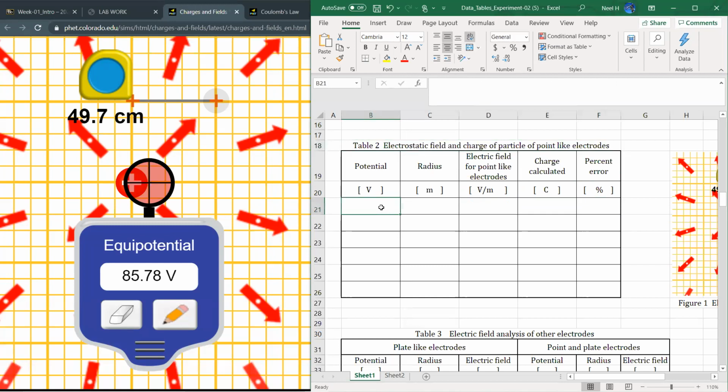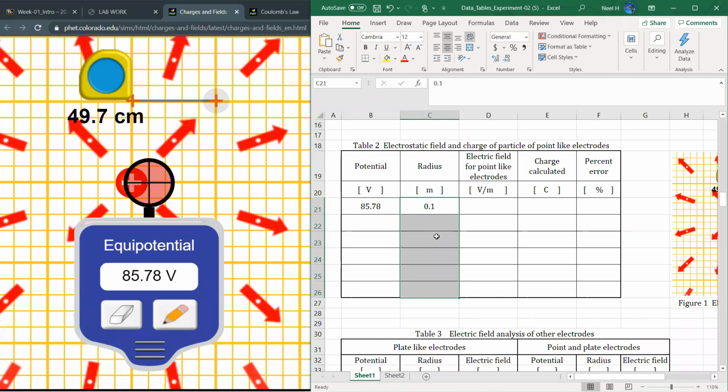All right, so the potential at 10 centimeters is 85.78, and the radius is about 10 centimeters, which means 0.1 in meters. I can have 2 decimal places in our radius. The reason is that the smallest division on this graph paper is about 5 centimeters, so you can add 1 more decimal place to the radius.